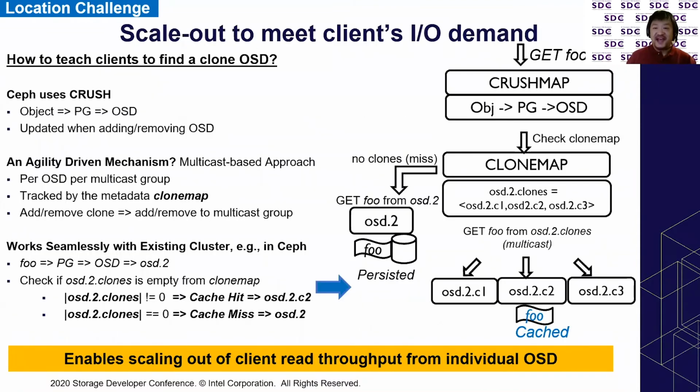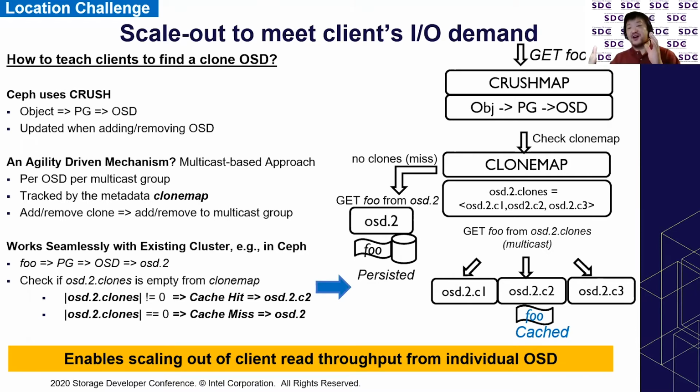Now, the next challenge is the location challenge. So how do you particularly meet the client's IO demand? This first part handles the location challenge, looking at the clone of the top half. Ceph itself uses CRUSH to map the object to the final destination OSD. And if there's an update when you add or remove an OSD, that CRUSH map needs to be updated to reflect the fact that the OSD is playing a role there.